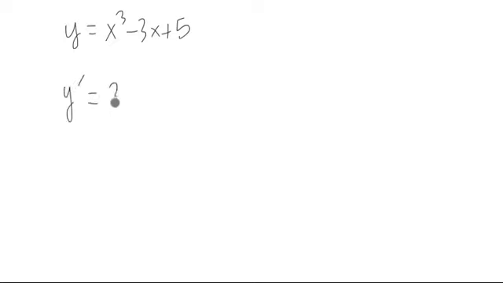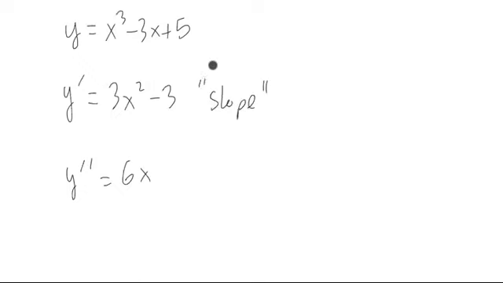Y prime is 3x squared minus 3. The second derivative is 6x. So what does the first derivative tell us about the function? Well, it tells us what the slopes are of the tangent line, kind of like the slope of the function. This is like the slope of the slope. Let's start out with this first derivative and see what it can tell us.